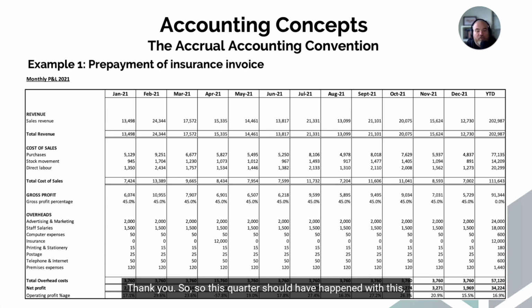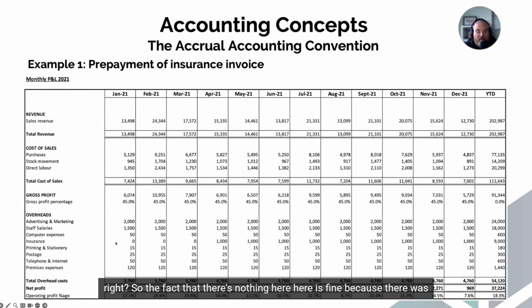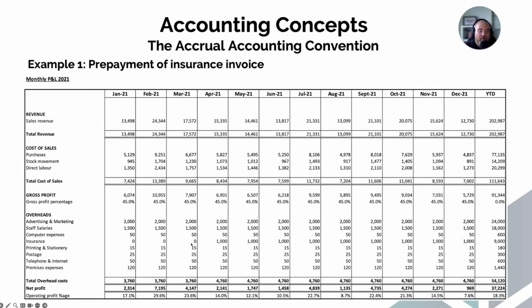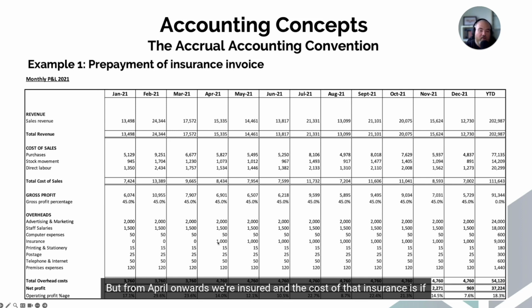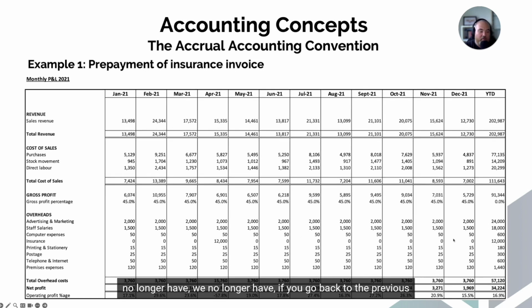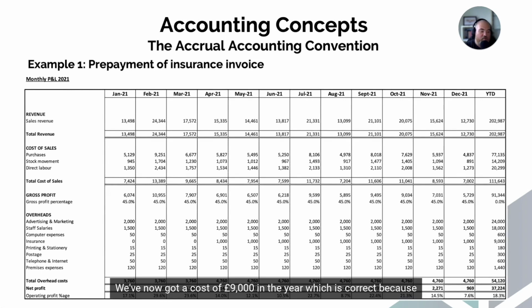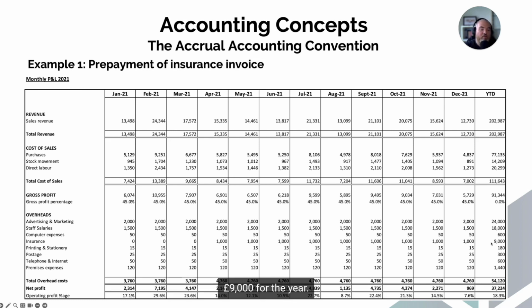So let's look at what should have happened with this, right? The fact that there's nothing here is fine because there was no insurance policy in place in January, February and March. But from April onwards, we're insured. And the cost of that insurance is, if you split it over the year, £1,000 a month. So first thing you'll notice is, if you go back to the previous slide, we were recognising a cost of £12,000 for insurance in the year. We've now got a cost of £9,000 in the year, which is correct because it's £1,000 a month for 9 months. The other £3,000 relates to next year, January, February, March 2022. So it's correct that we're only recognising £9,000 for the year.